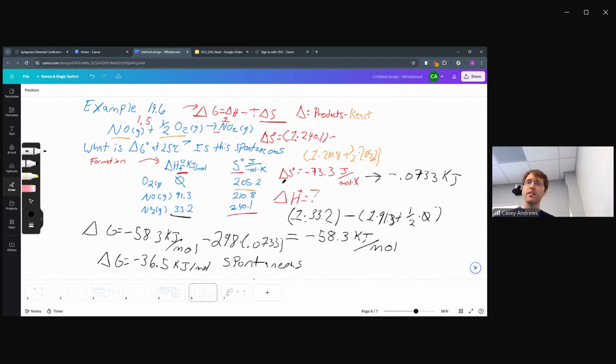So even though the entropy of our system is decreasing, it is releasing so much heat that overall Gibbs free energy is negative, or overall the entropy of the universe must increase. Those are saying the same thing.